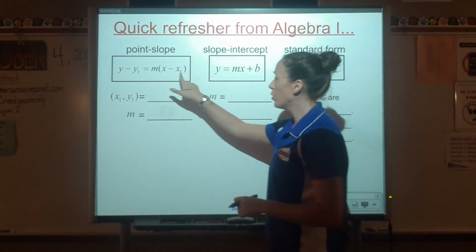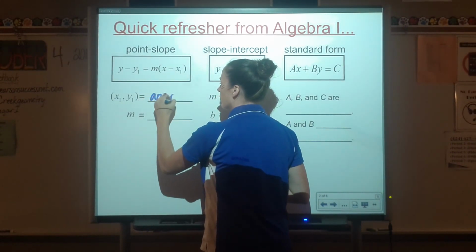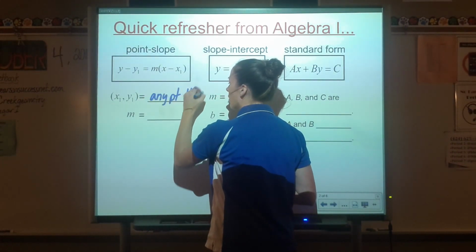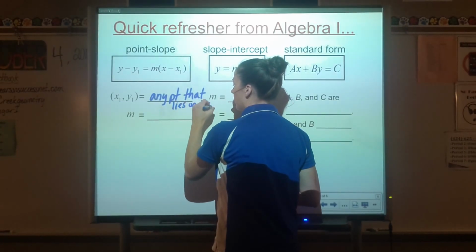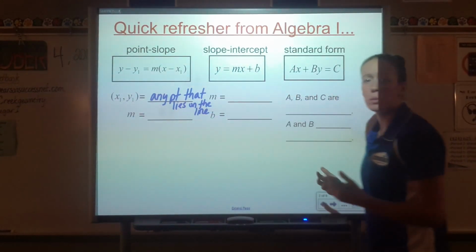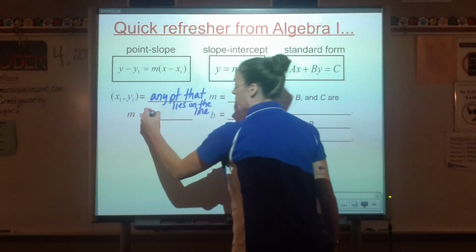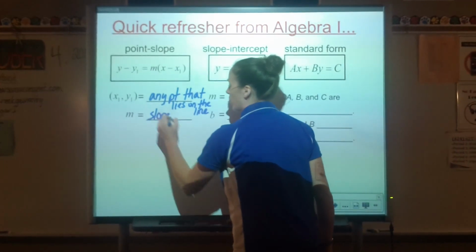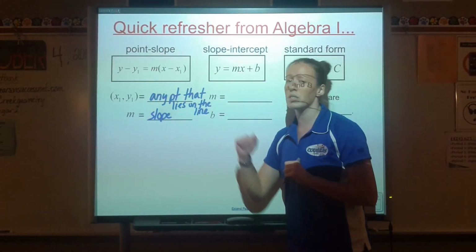In point slope, you have an x sub 1, y sub 1. That is any point that lies on the line. It doesn't have to be an intercept, simply any point that lies on that line. The m value you're very familiar with, slope. We're going to be talking a lot about that. Okay, so those are your two key pieces for point slope.